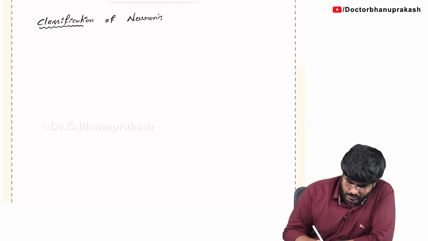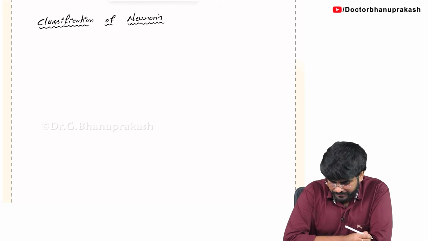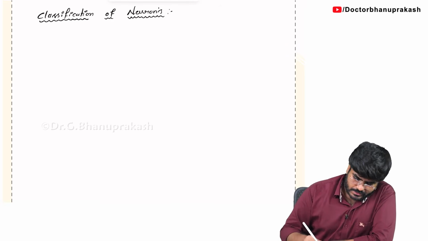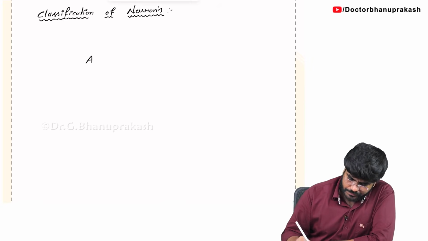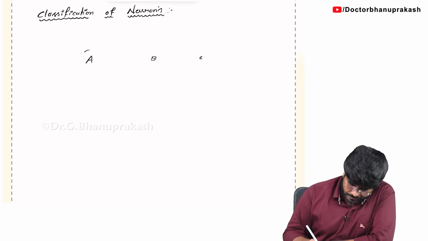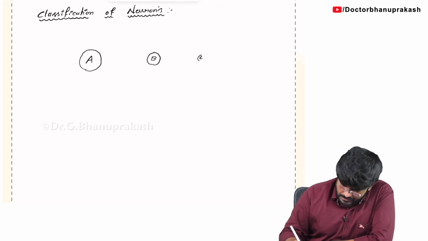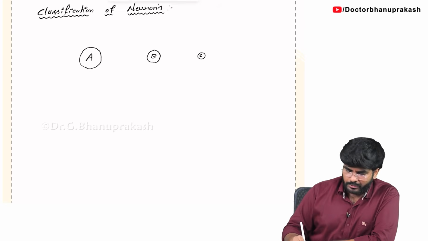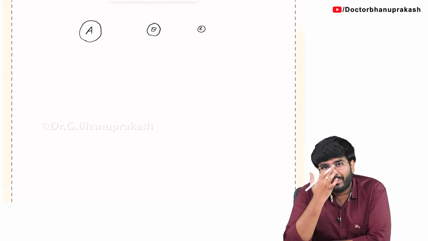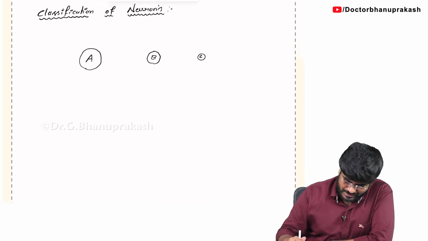So in our body, all the neurons are mainly classified into three types: A, B and C. Three types of neurons are there: A type of neurons, B type of neurons and C type of neurons. Now you will be telling me, the neurons are classified into A, B and C types based on what? Based on their size.